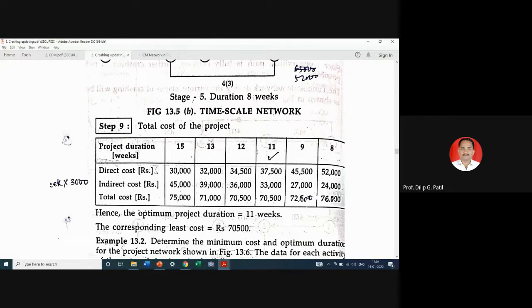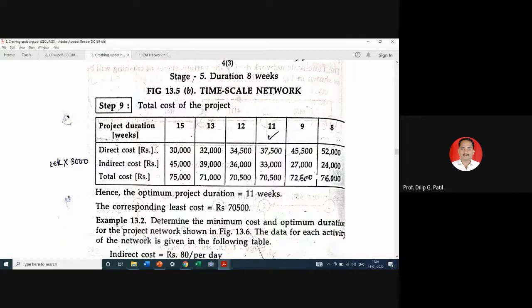So the durations are 12, 11 and 12 also, but out of that it will be easier or comfortable or beneficial if we complete the project in 11 weeks instead of 12 weeks. So we will select 11 weeks, like this. So our final solution will be: the optimum duration will be 11 weeks and the corresponding least cost will be 70,500.